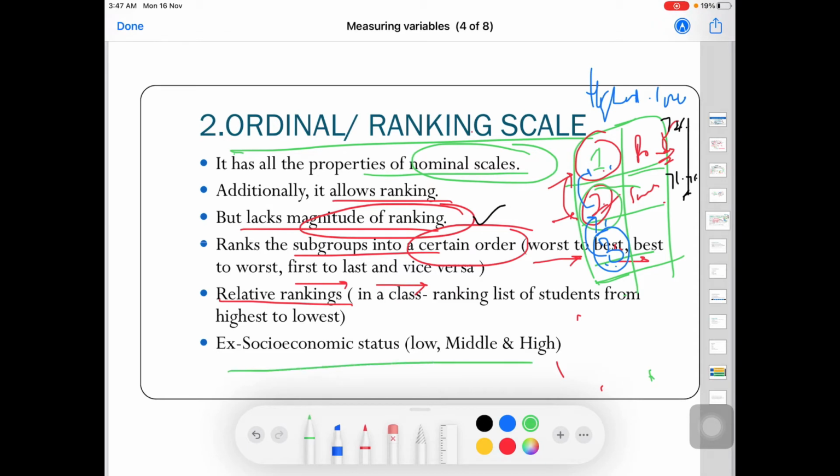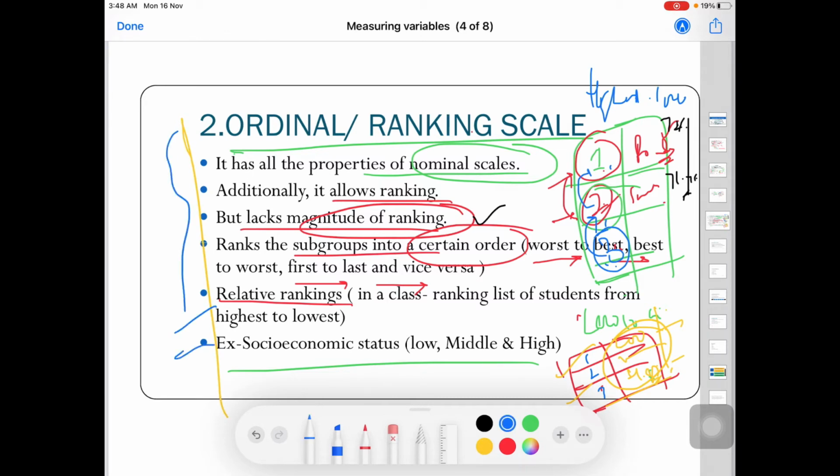Another example we can take is socio-economic status. Here the ranking should be made from low to high. That is the order that has to be followed. So here we have a chart, and we have 1, 2, 3. The lower middle class will be at the top, then middle class, then high middle class. So in this scenario we have arranged the middle class from low to high. The class that is at 1 is the lowest, the class at the 3rd is the highest. So this is all about ordinal or ranking scale.